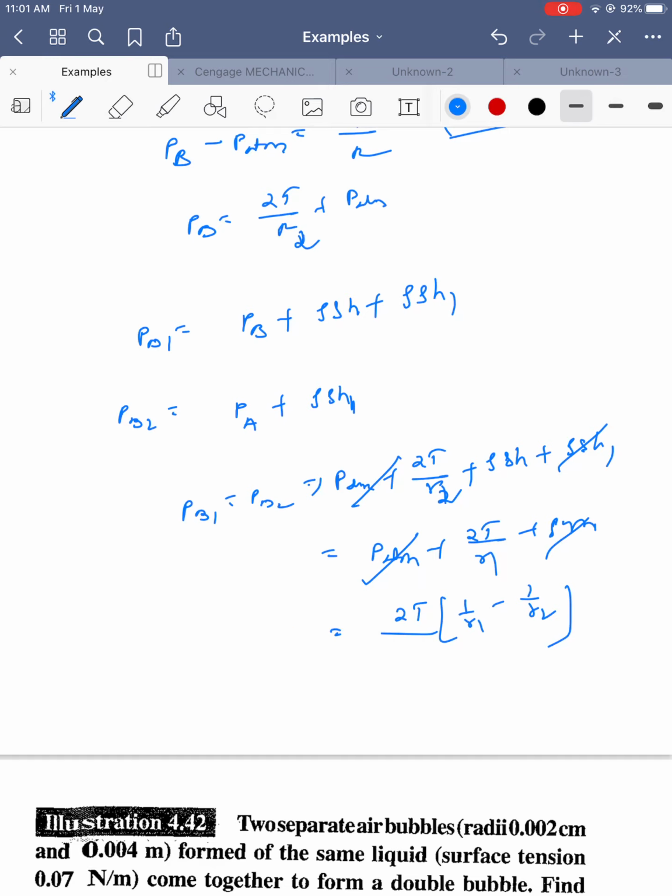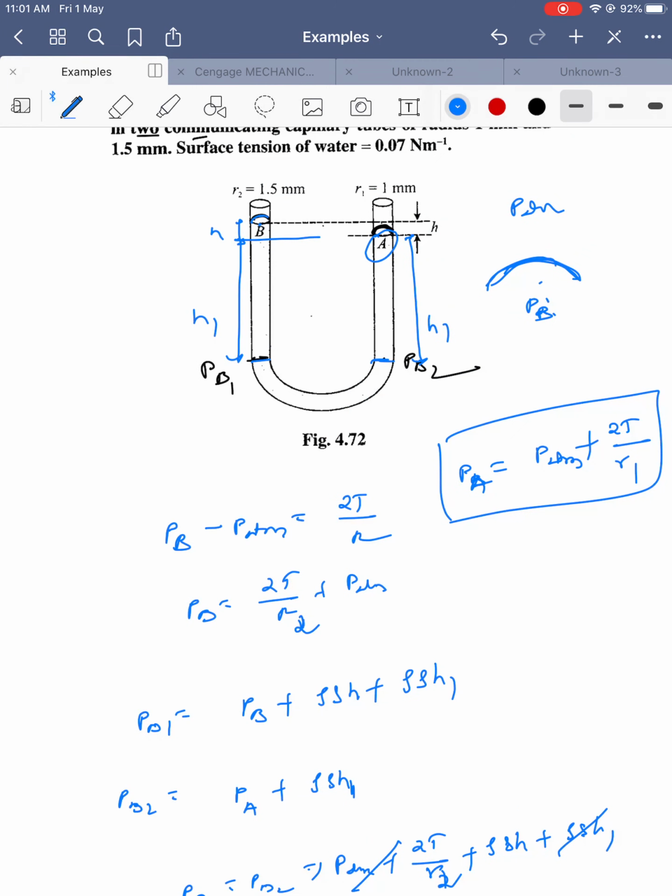h is equal to 2T by rho g times 1 by r1 minus 1 by r2. This is the difference in height. So there are no different liquids, but still there is a great difference in radius. Because of the difference in radius, there is a difference in height level of the same liquid. Previously when we were discussing one side mercury, another side water, we discussed these problems. But here in the same liquid, because the radii are different, we have two different heights.